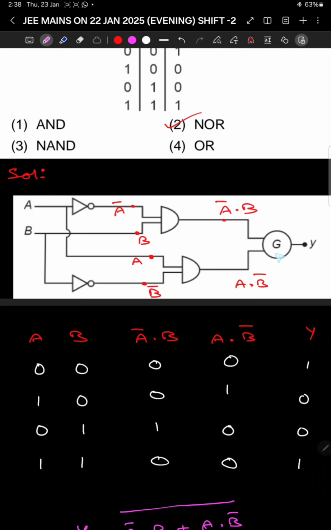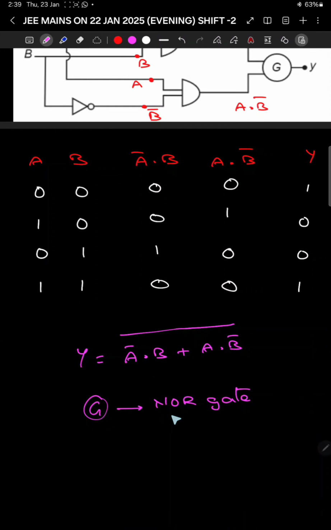Now what gate it should be so that Y value becomes like this. Here A given, B given, Y value given. Find A bar dot B and A dot B bar. When you add both of them, you will get 0, 1, 1, 0. Exactly reverse to this one. So it should be an OR plus NOT, NOR gate.